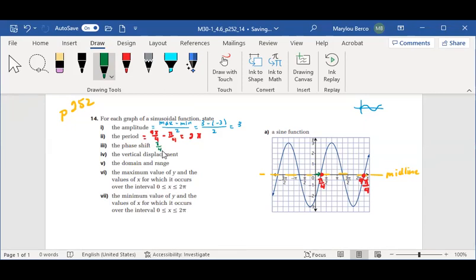Vertical displacement, the midline is on the x-axis. There is no vertical displacement. It doesn't shift up or down. The domain and range. Well, the domain is x such that x is an element of all real numbers, can be anything positive or negative. The range is y is between negative 3 and positive 3.